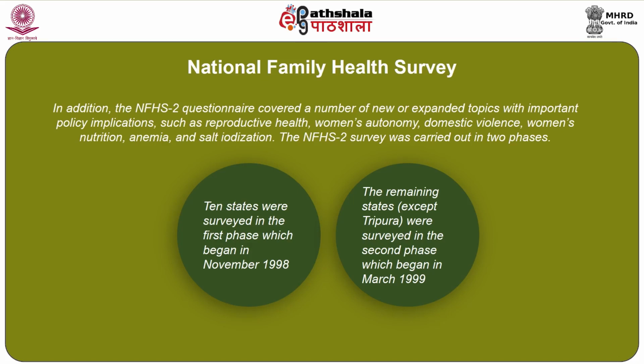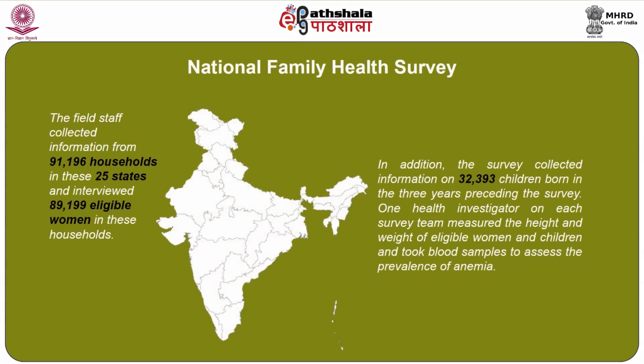The NFHS 2 survey was carried out in 2 phases. 10 states were surveyed in the first phase, which began in November 1998, and the remaining states, except Tripura, were surveyed in the second phase, which began in March 1999. The field staff collected information from 91,196 households in these 25 states and interviewed 89,199 eligible women in these households.